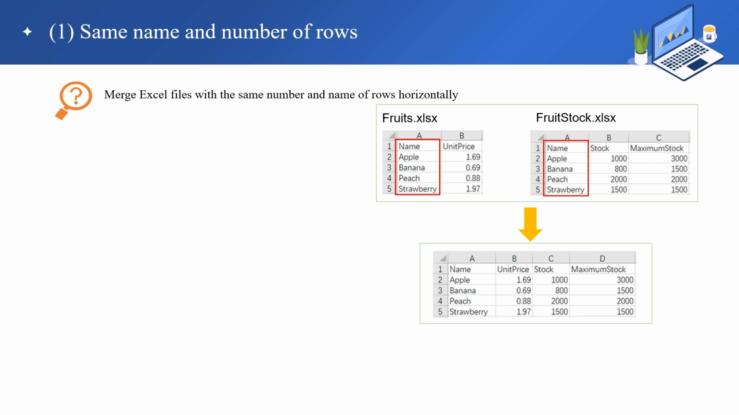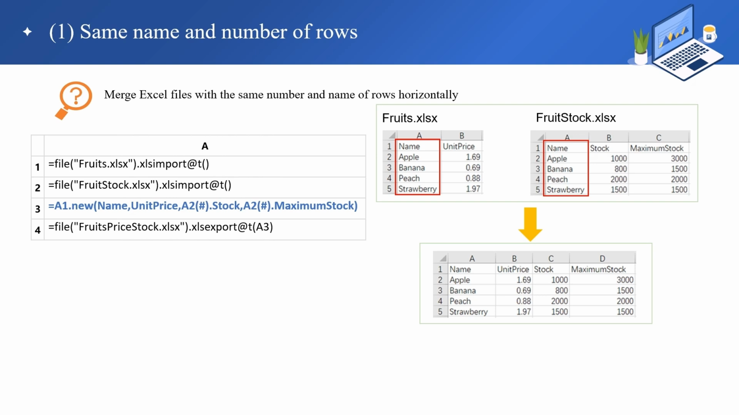In other words, we just need to concatenate the stock and maximum stock columns of the second table into the first table. With this logic, it is easy to code. First, use the new function to create a new table sequence and then extract the required field values from the same positions in the two tables. The returned result is shown in the figure.